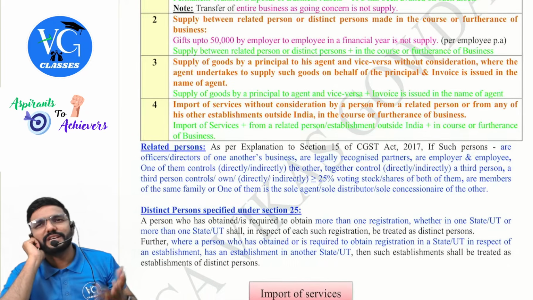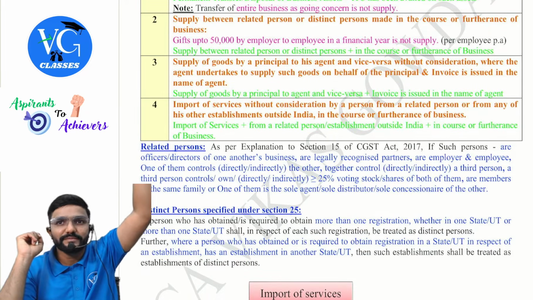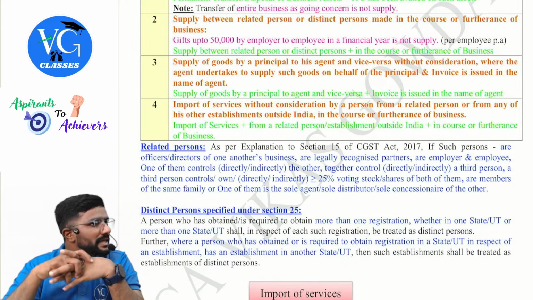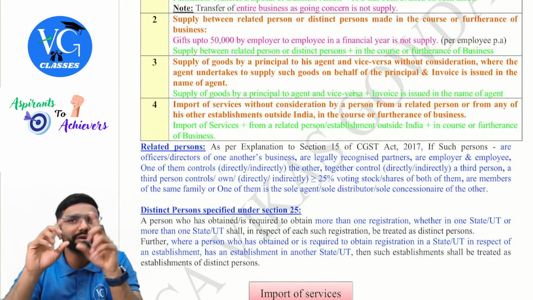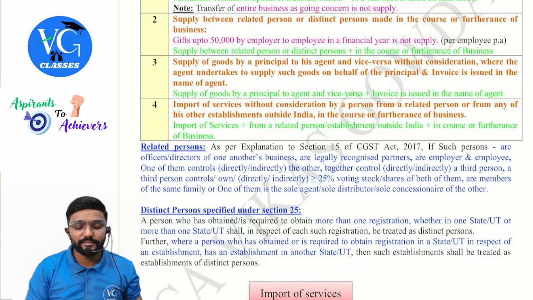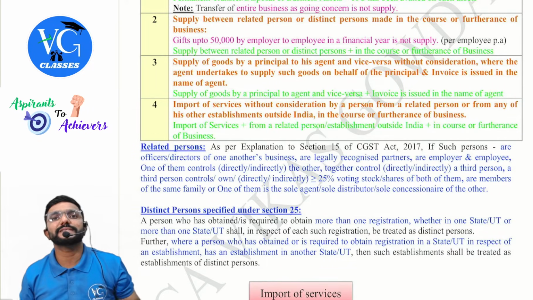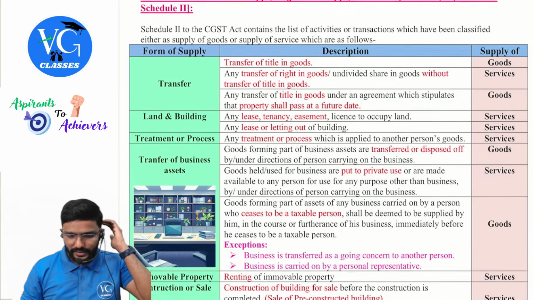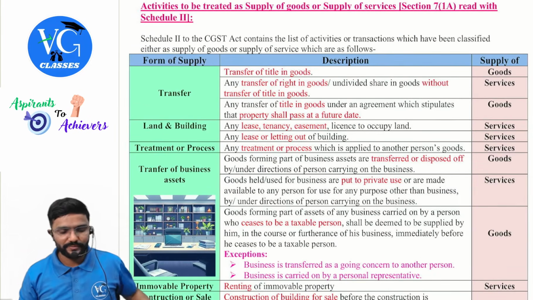Then para 4 is about import. 7.1b connect with para 4. 7.1b connect with para 4, guys. So whenever you are reading para 4, please study along with 7.1b, small b. Okay, so let us move to schedule 2 now.